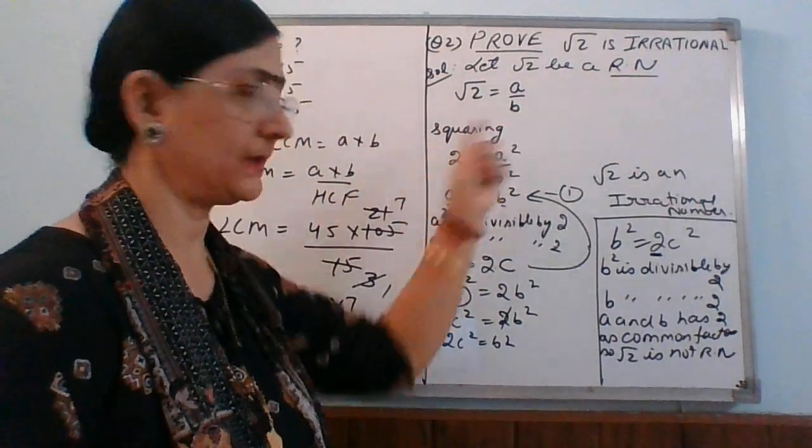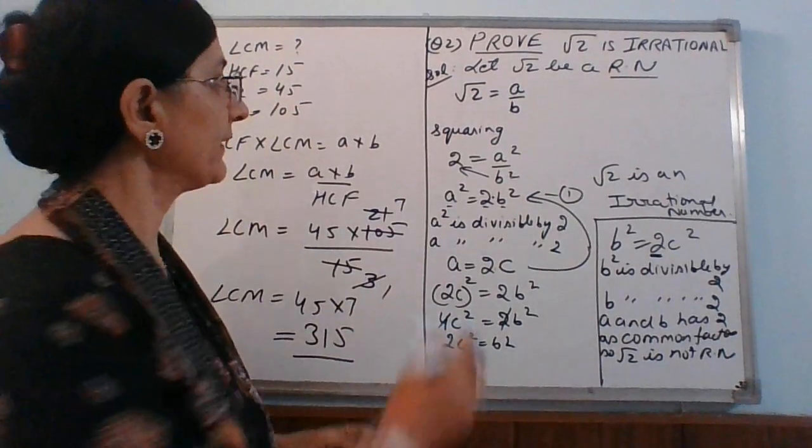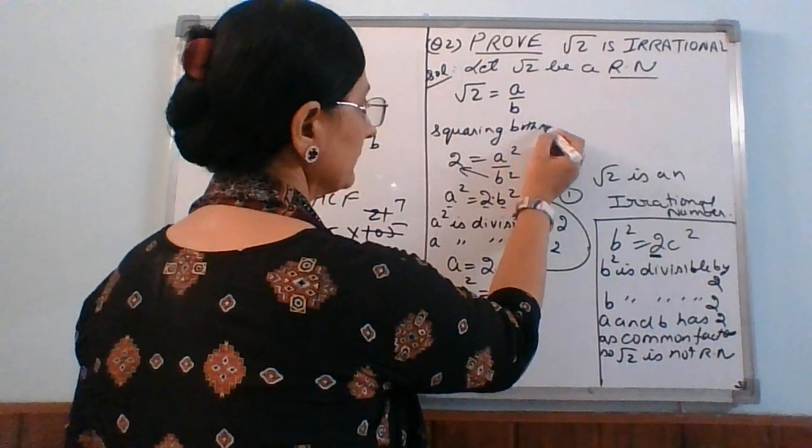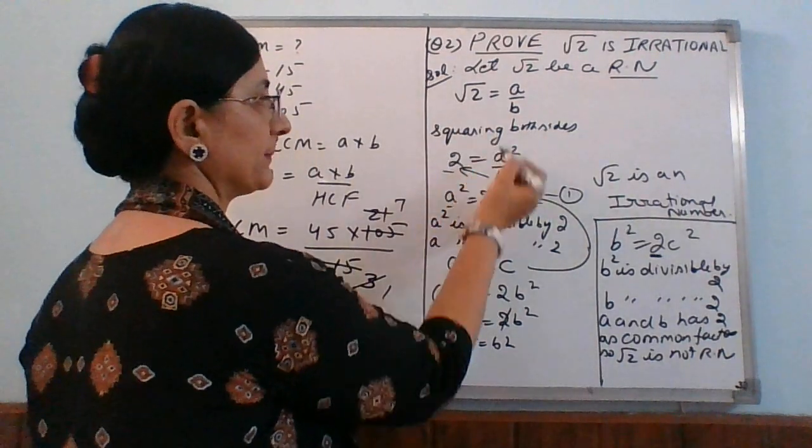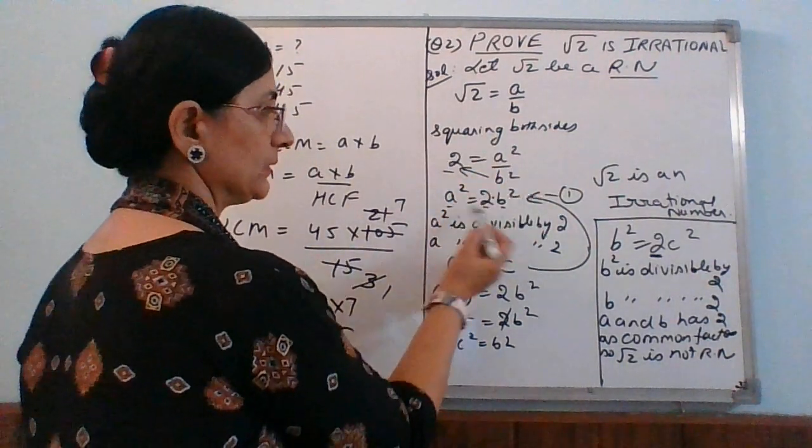So I have written it in the form a by b, right? Then squaring both sides, right? Whenever you square both sides, root 2 squared becomes 2, and squares get applied here. Cross multiply, and you will get a square.